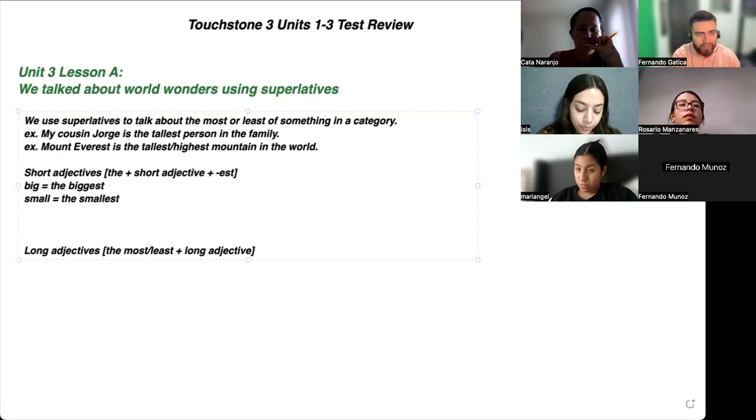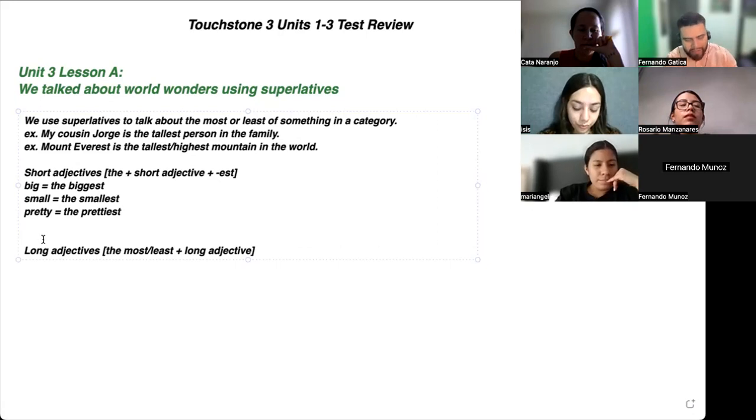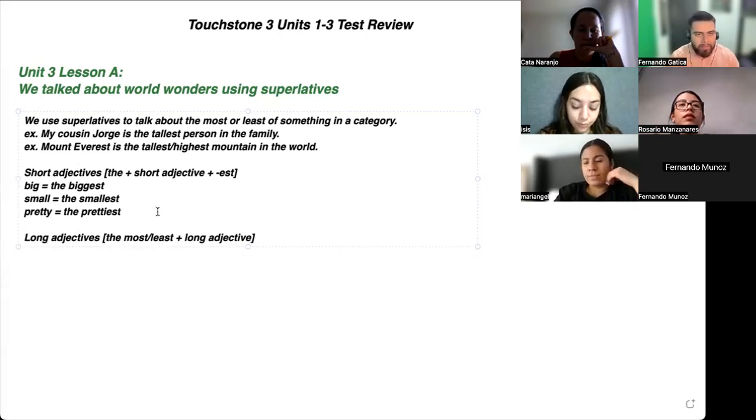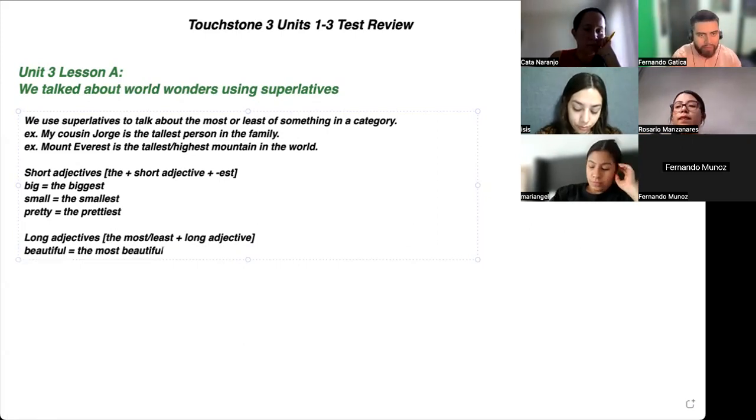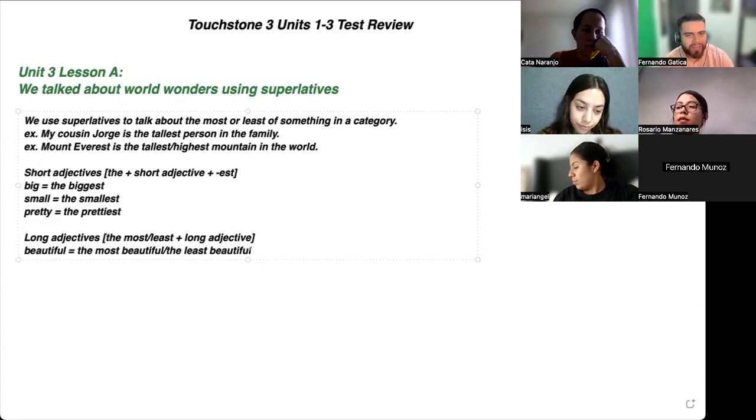What is the superlative of pretty? The prettiest. Exactly. And with long adjectives, what is the superlative of beautiful? The most beautiful. All right. And in negative form, the least beautiful. The least. All right, all right.